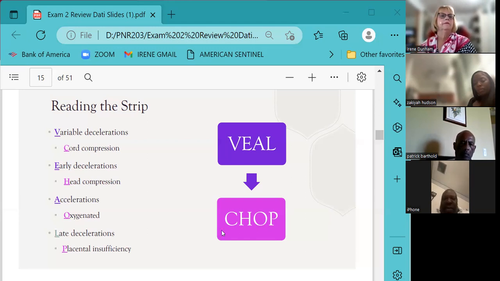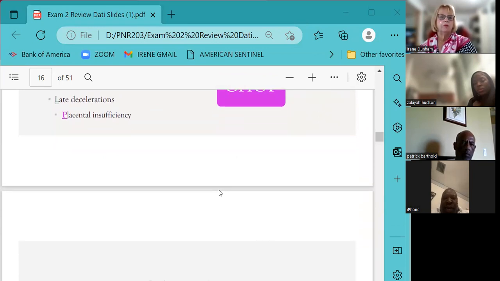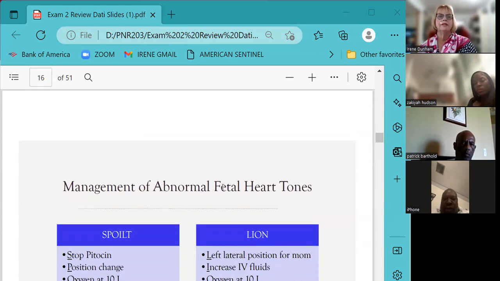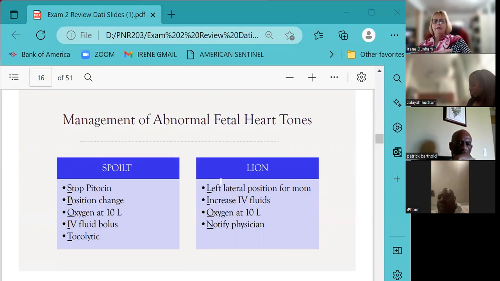All righty. I know that's a lot, but if you write down that term, the mnemonic field chop, it really does help. Okay, so this is your management, say, of an abnormal fetal heart tone. I already discussed LION with you, so that's what it looks like, LION. And the L is for left lateral, as I already discussed that.